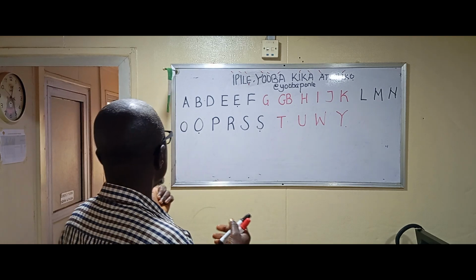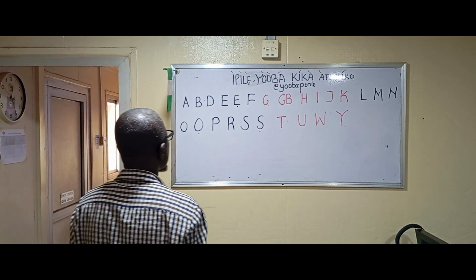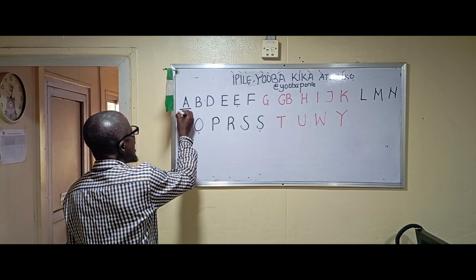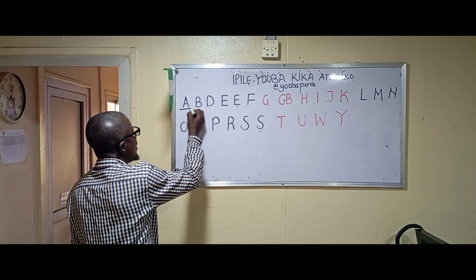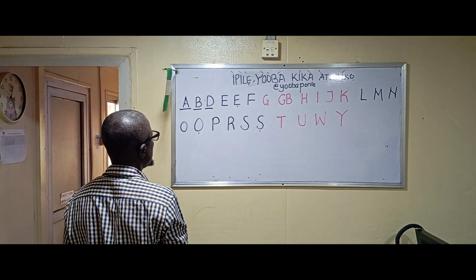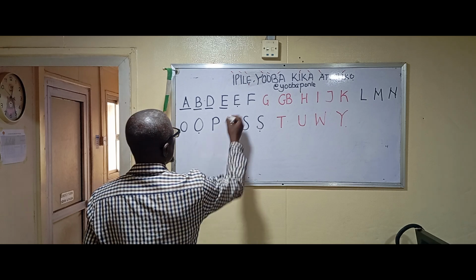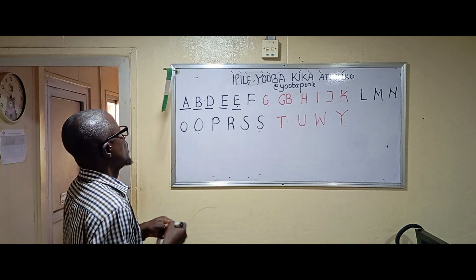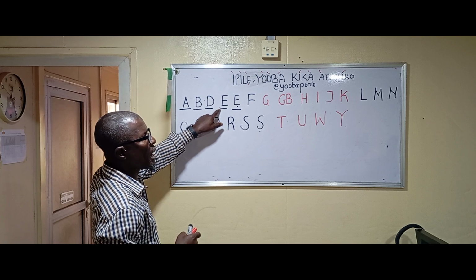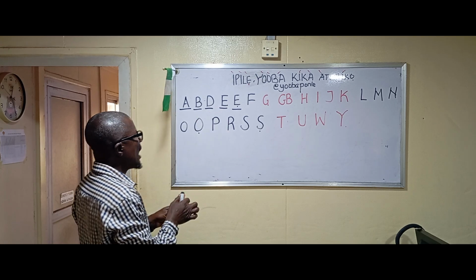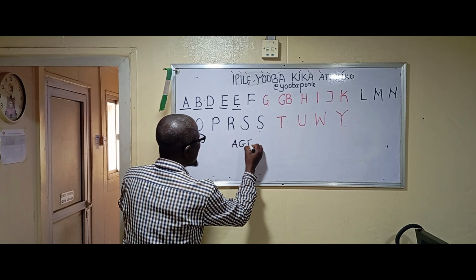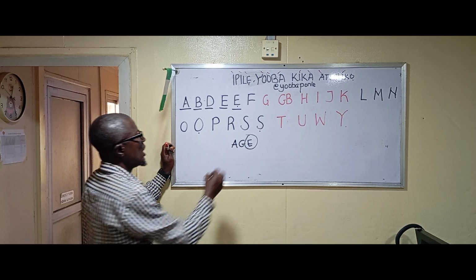Ẹ jẹ́ kí a bẹ̀rẹ̀. A. Ẹ wo bẹ́ẹ̀. A. B. D. A. E. Yorubas do not have, we don't call this he in Yoruba, we call it A. For example, if you want to say age, this is age, and this is age.